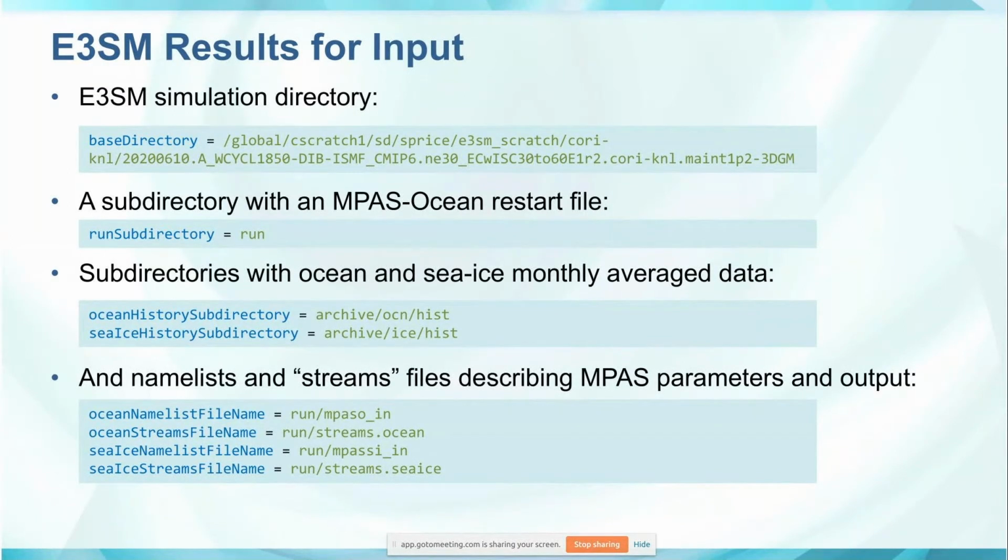And then MPAS components have these concepts of namelist files, which are true for all of the components, but also streams files. And these streams files basically define sort of what the file names are for standard output from MPAS components. And MPAS-Analysis uses those to basically figure out what the names of files are and what variables are in those files. So those are also needed. So this makes it a little bit trickier to, for example, pull data off HPSS because it's not sufficient to just have the time series monthly data. You need the monthly data and the streams files and the namelist files and a restart file.